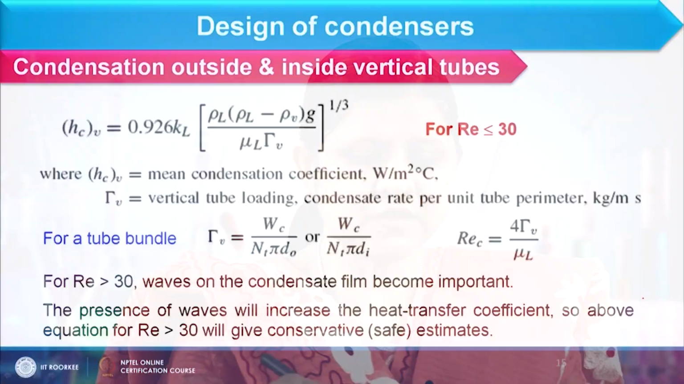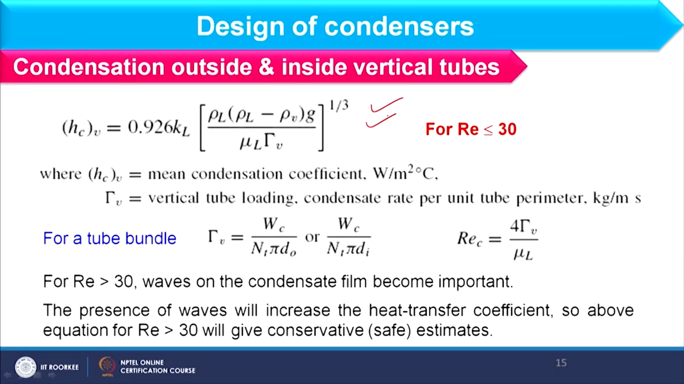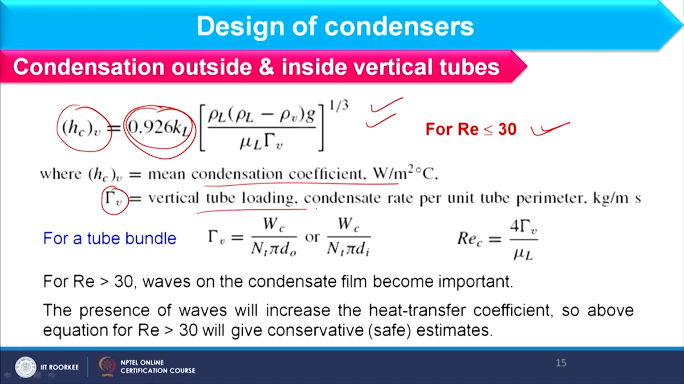And now I am focusing on condensation outside and inside vertical tube rows, okay. Here I have an empirical correlation, and this is applicable for vertical tube rows, okay. The expression is like 0.926 into different properties, and it is applicable for Reynolds number less than 30, where h_CV is the mean condensate coefficient and gamma_V is the vertical tube loading per unit periphery of the tube, okay.